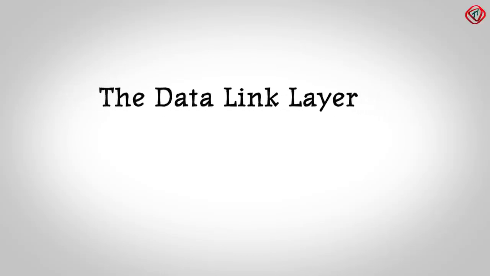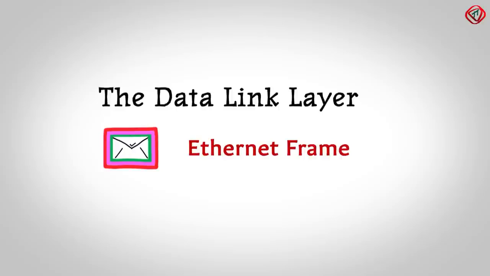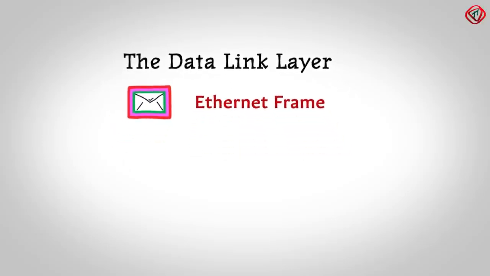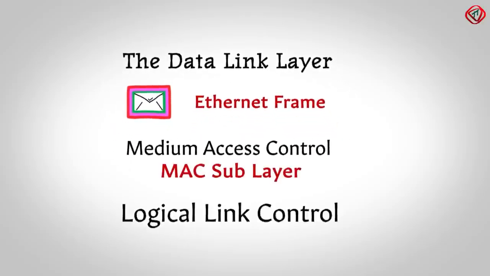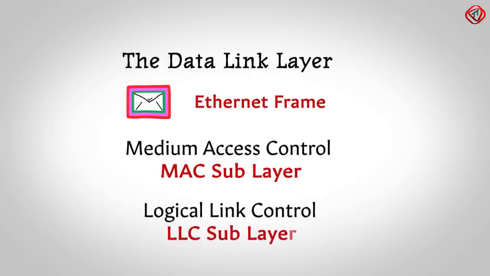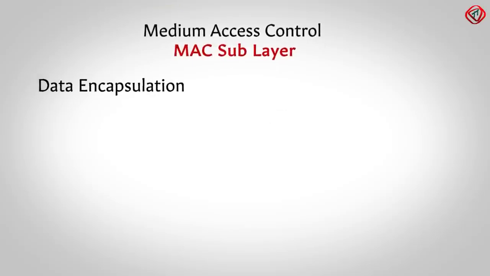Next is the data link layer. The data unit in the data link layer is called an Ethernet frame. The data link layer is divided into two sublayers, medium access control or MAC sublayer and logical link control or LLC sublayer. The MAC sublayer is responsible for data encapsulation and accessing the media.